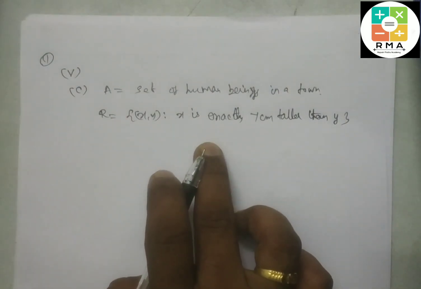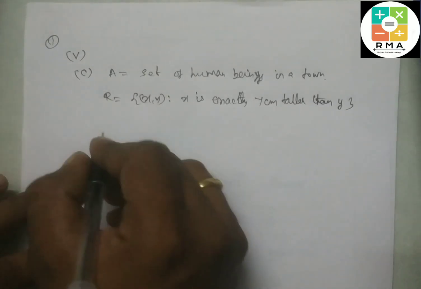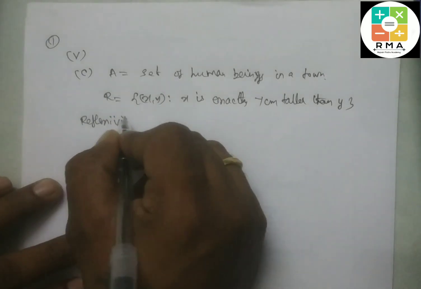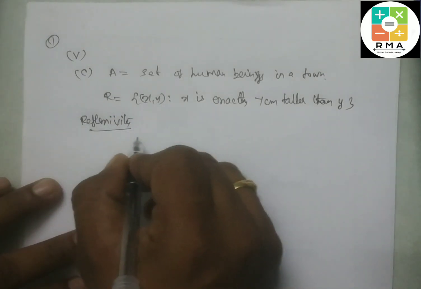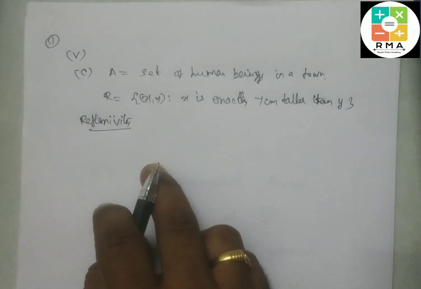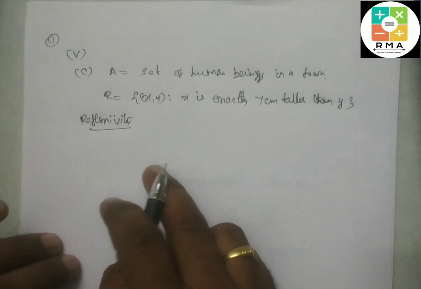So we are going to check the reflexivity, symmetry and transitivity. First one, reflexive, true or not, we are going to check. What is reflexivity? I need to prove that x comma x belongs to R for all x in the set A. That is the definition of reflexivity.